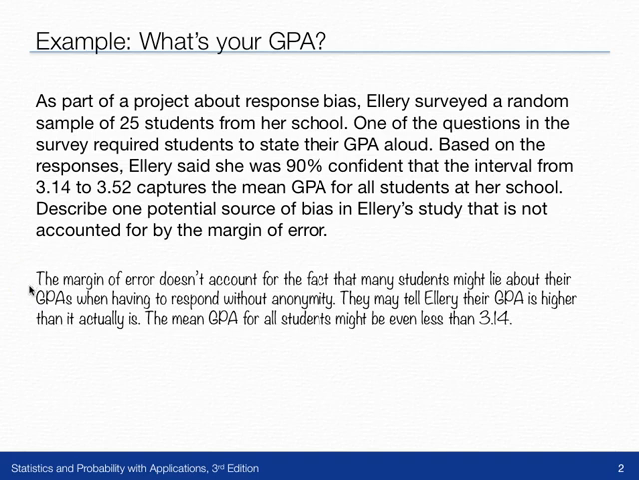What we decided was the margin of error doesn't account for the fact that many students might lie about their GPA to make it sound higher. If the survey were anonymous, maybe they would be more truthful, but because they know Ellery, maybe they want to sound like they have a better GPA than they did. So they may tell Ellery that their GPA is higher. And the mean GPA in that case, for all students, might be even less than the lower bound of 3.14 that Ellery got.